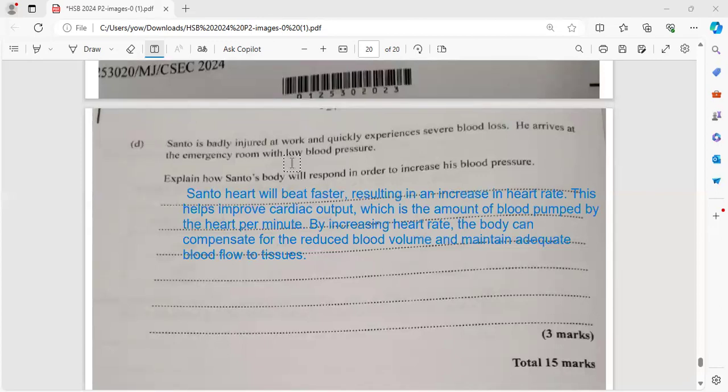So this will build it back up, so that the body can get back to normal. So in essence, the heart will beat faster to put out more blood, and therefore it is looking to make up for the blood that is lost. So it compensates for reduced blood volume and maintains adequate blood flow to tissues.